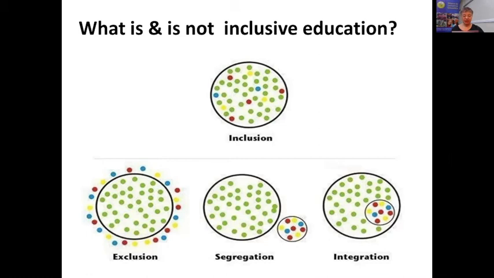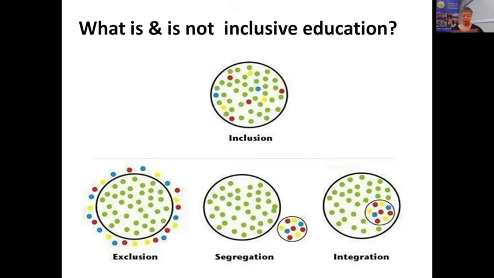You will notice a single big circle consists of green, red, blue and yellow dots in different places. This represents all pupils and students, whoever they are, being included within mainstream education.